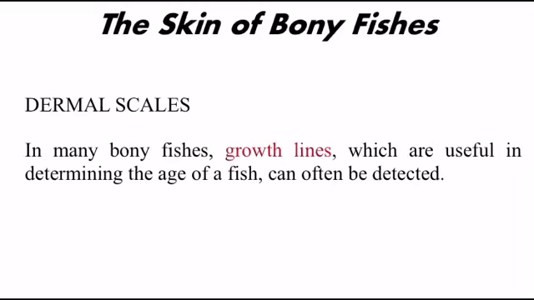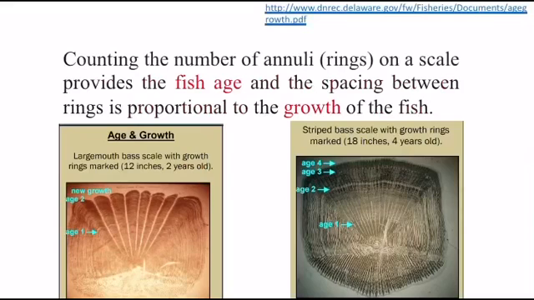In many bony fishes, growth lines which are useful in determining the age of the fish can often be detected. Counting the number of annuli rings on a scale provides the fish's age, and the spacing between rings is proportional to the growth of the fish.